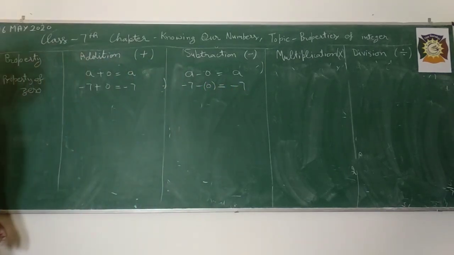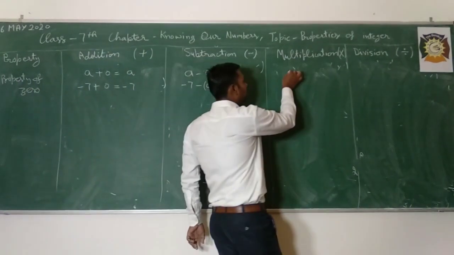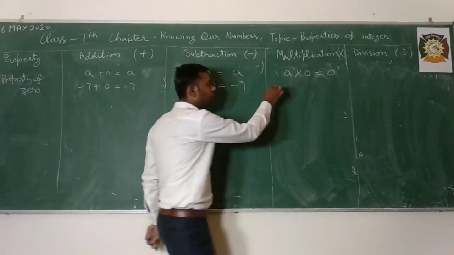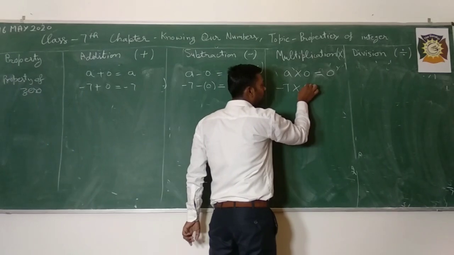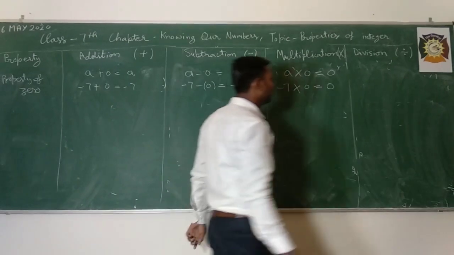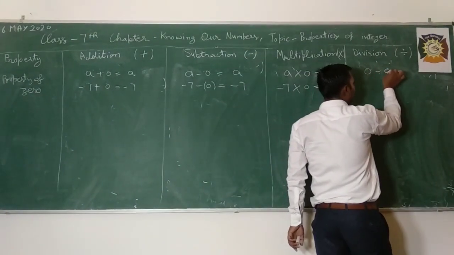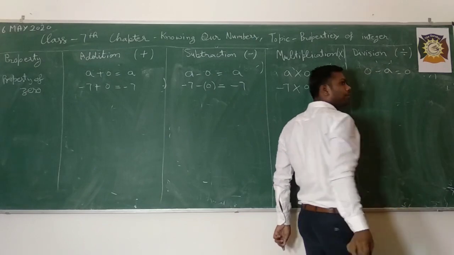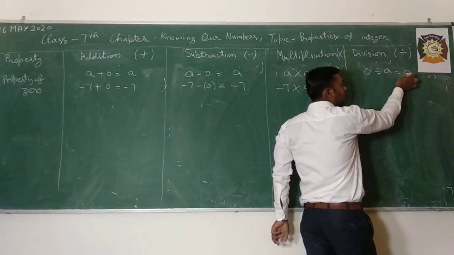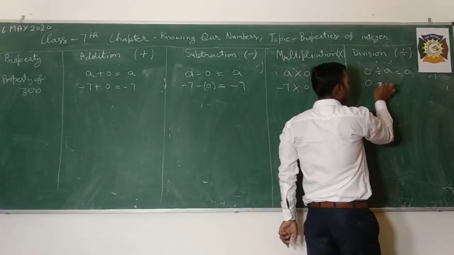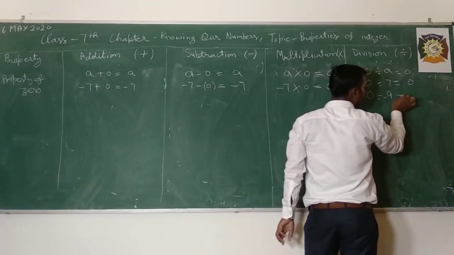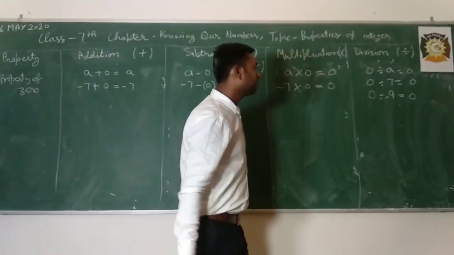0 doesn't affect. But in case of multiplication, if we multiply any integer with 0, what we get? 0. It may be a negative integer, that is minus 7 multiplied with 0, what we get? 0. And the last one, division. If we divide 0 with any integer A, we get 0. That is 0 divided by 7, we get 0. If we divide 0 with the integer minus 9, we get 0.